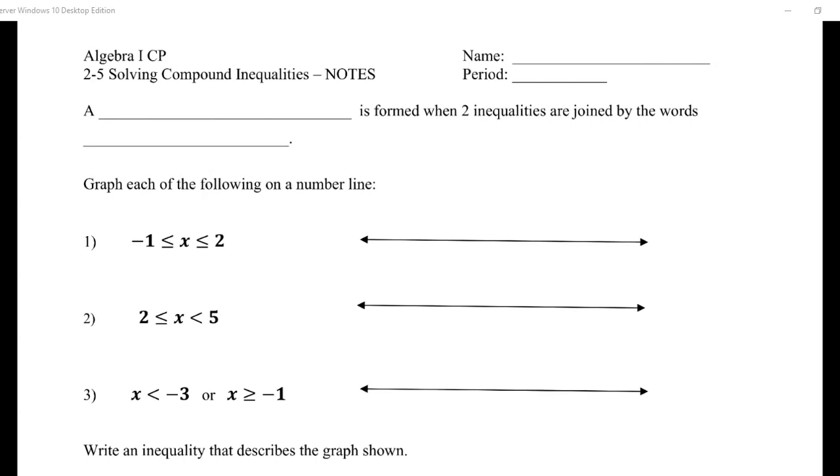Okay, so these are the notes for 2-5 on compound inequalities. A compound inequality is formed when two inequalities are joined by the word and or the word or.